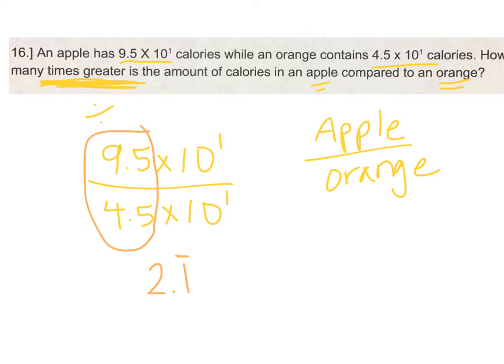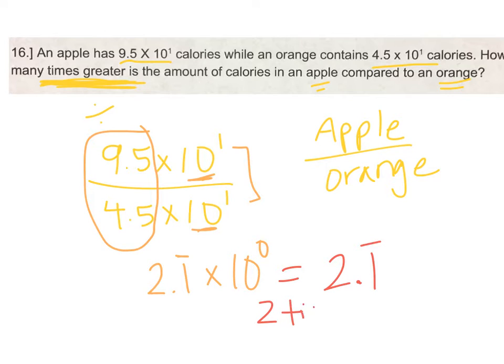And then when it's a division problem and the bases are the same, we keep the base and subtract the exponents. Now 10 to the 0 power, or anything to the 0 power, is 1. So this is just 2.1 repeating, or about, the apple is about 2 times greater.